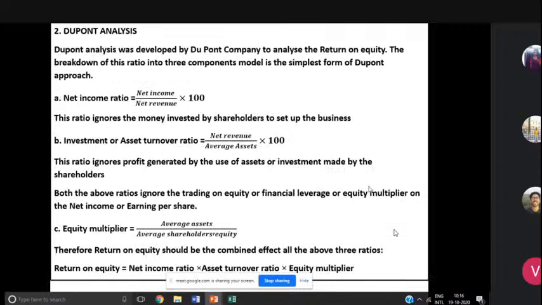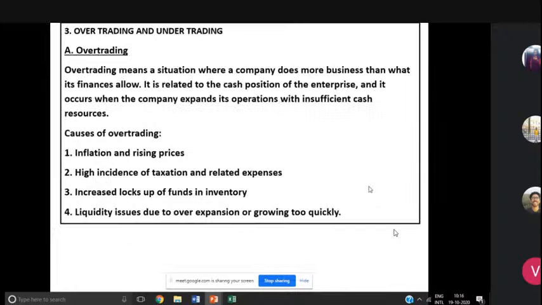I presume everyone has completed this. Say yes, no. DuPont analysis done? Yes, sir. Yes. Now give the next subheading, overtrading and undertrading.